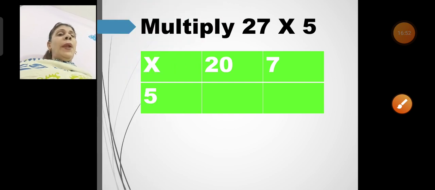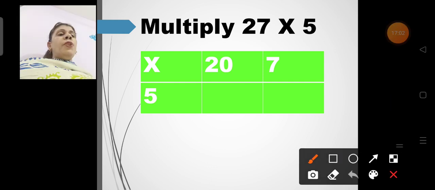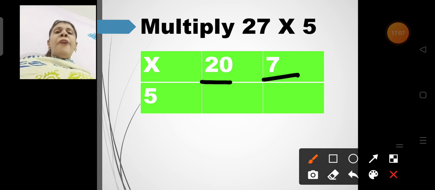Now multiply 27 by 5. The first thing I am going to do is make 3 rows, 3 columns. Then I am going to write the multiplication sign. Then I am going to split the number 27, that is 20 and 7. And then 5 I am going to write below the multiplication sign. Now I am going to multiply.